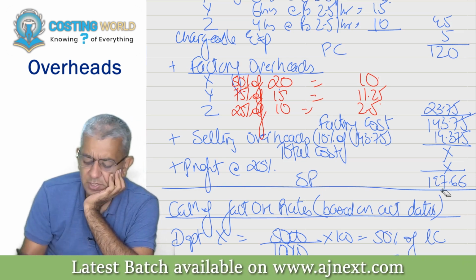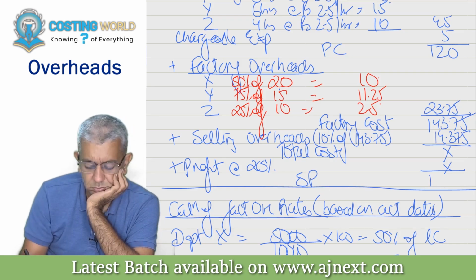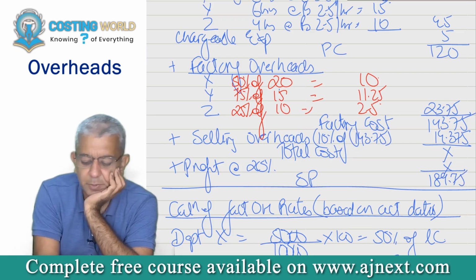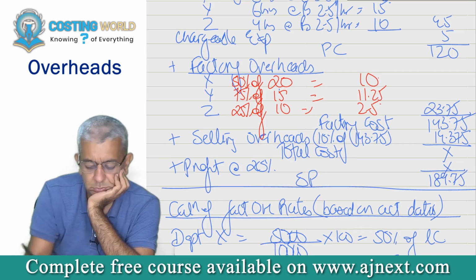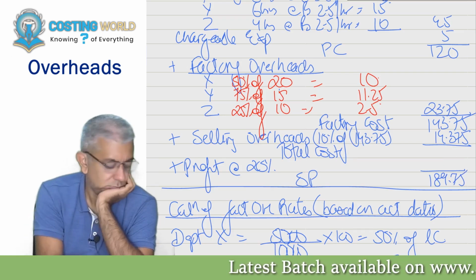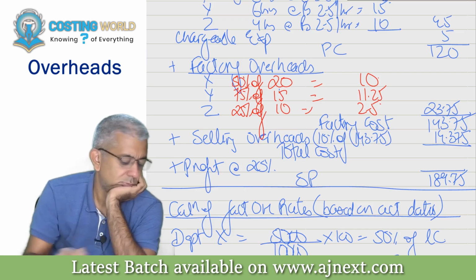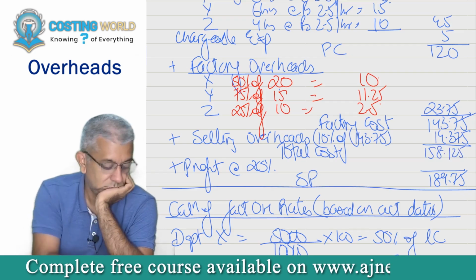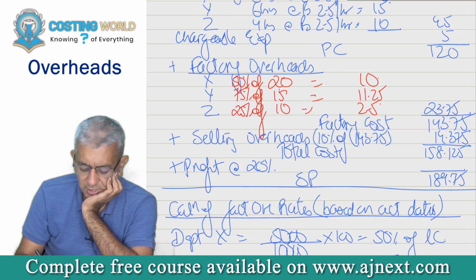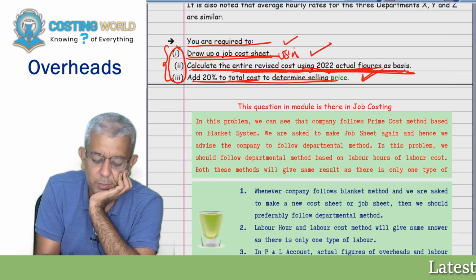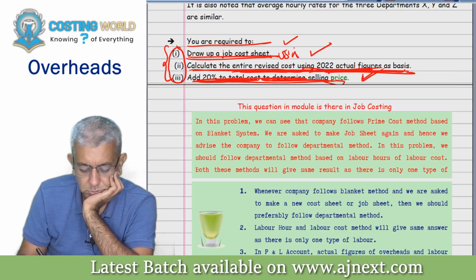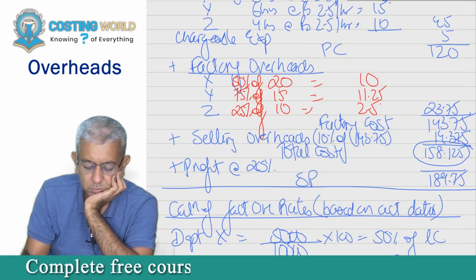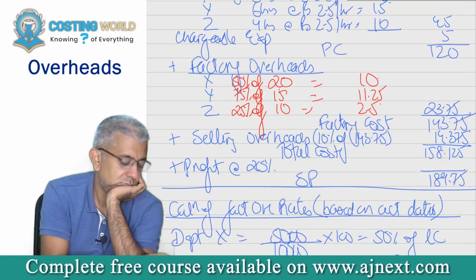No beta, 189.75, no? Yes, so that is 9.75. But beta, the profit is 20% of cost, not 20% of selling price. So where did you get 20%? Beta, it is given to you in the instructions of the question. Add 20% to the total cost to determine the selling price. So we add 20%, no? Yes.